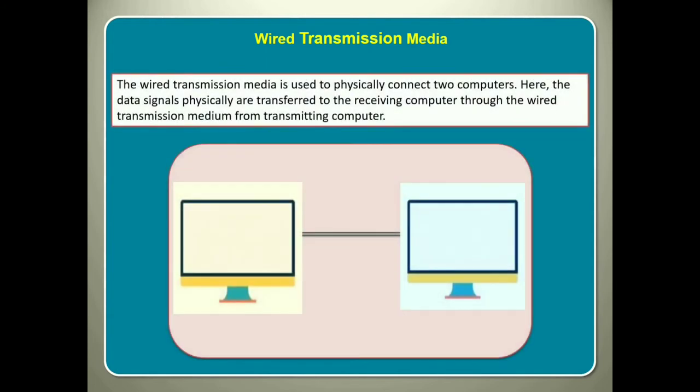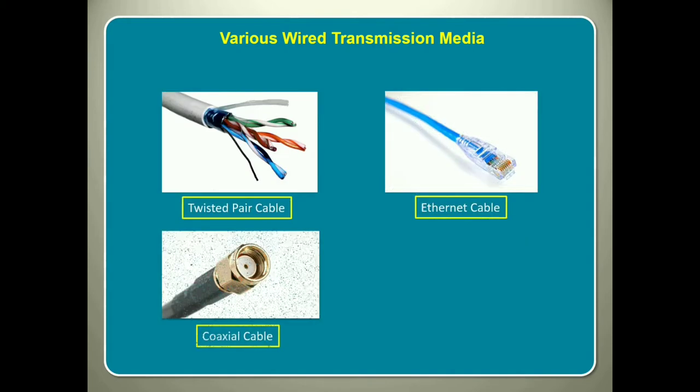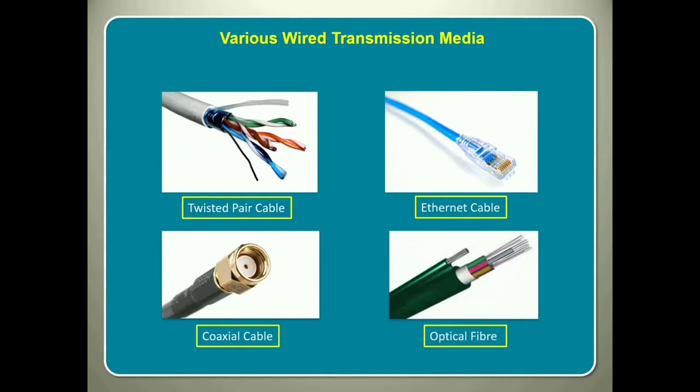Let us now discuss wired media in detail. The wired transmission media is used to physically connect two computers. Here, the data signals are physically transferred to the receiving computer through the wired transmission medium from the transmitting computer. Various wired transmission media include twisted pair cable, Ethernet cable, coaxial cable, optical fiber, and so on.